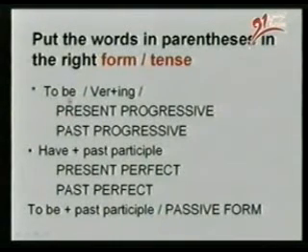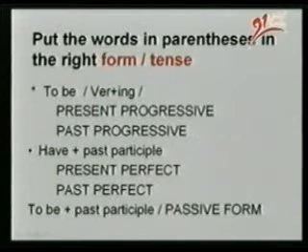Now, pay attention. If I combine to be with the past participle, I can get a different result, which means I get the passive, and the passive here is a form and not a tense. So, to be plus past participle, and I get passive, which means, for example, the email is sent by my friend. Now, is, to be in the present plus past participle.